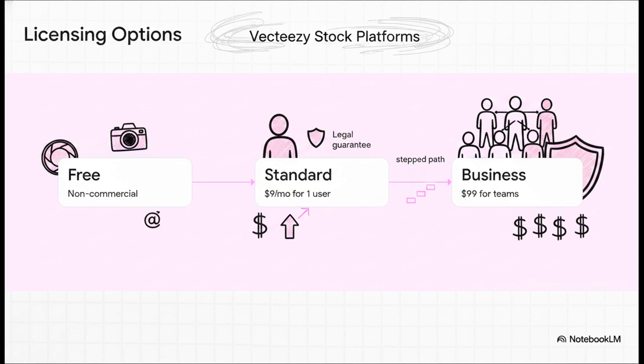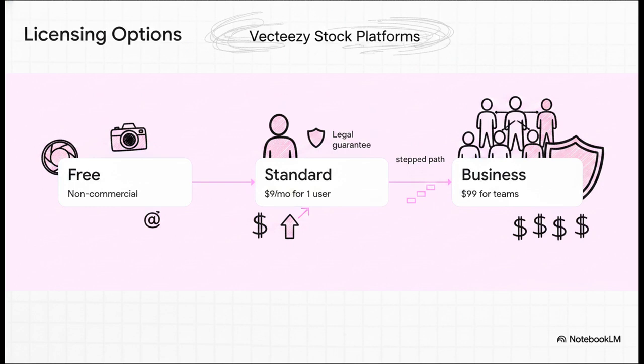Now, navigating usage rights used to feel like it required a specialized law degree, right? But modern stock platforms like Vectizy provide a very clear stepped path for creators. You can often start out with a free license, which usually requires you to give attribution, like putting stock videos by Vectizy in your final credits, and it typically limits you to non-commercial use.